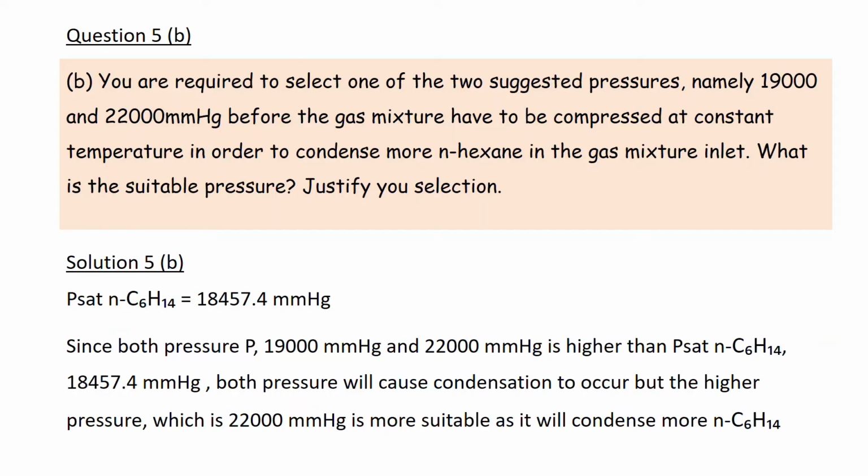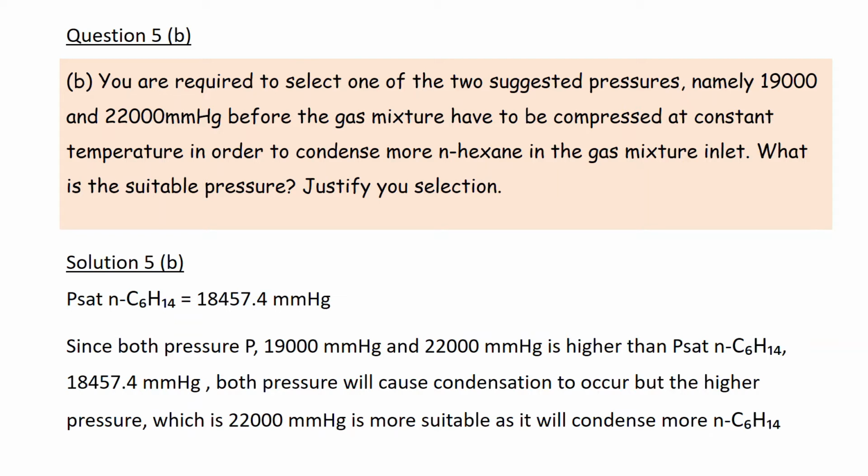Then we move to question 5b. You are required to select one of the two suggested pressures, namely 19,000 millimeter mercury and 22,000 millimeter mercury, to which the gas mixture has to be compressed at constant temperature in order to condense more N-hexane from the gas mixture inlet. What is the suitable pressure? Justify your selection. To determine which is more suitable, we need to find the saturation pressure.